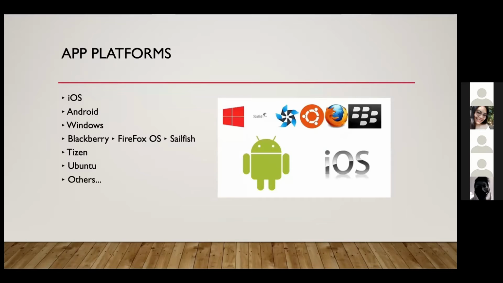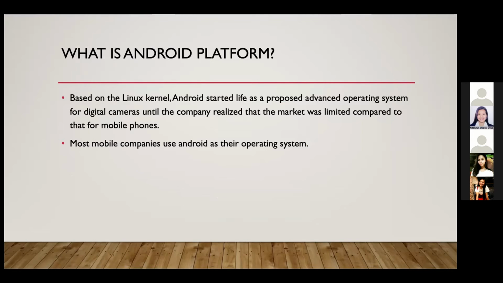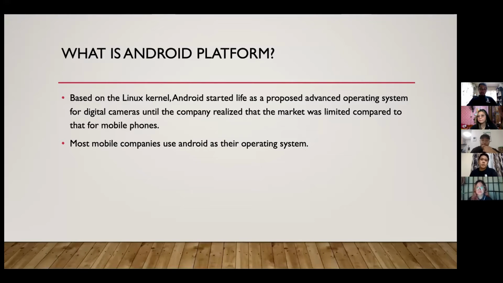So what is an Android platform? It is based on a Linux kernel. Android started life as a proposed advanced operating system for digital cameras until the company realized that the market was limited compared to that for mobile phones. So the first plan for Android was to make it for digital cameras, not smartphones. But when they saw the market was very small, they proceeded to deploy it on mobile phones. So most mobile companies use Android as their operating system.